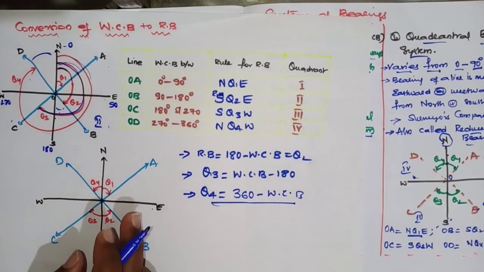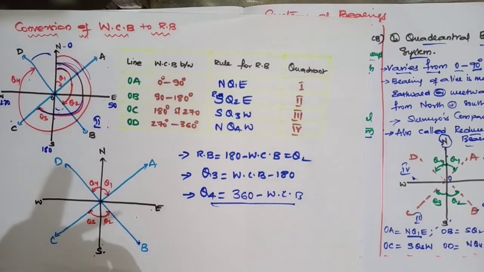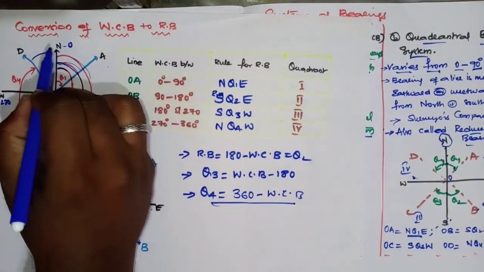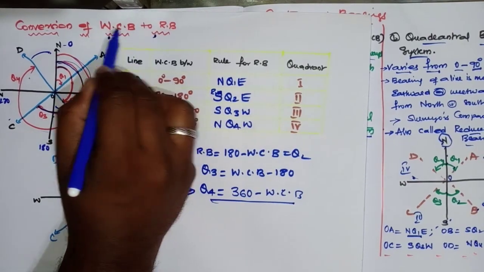Definitely you are going to get one problem from this conversion only. Okay, next we'll see conversion of RB to WCB.